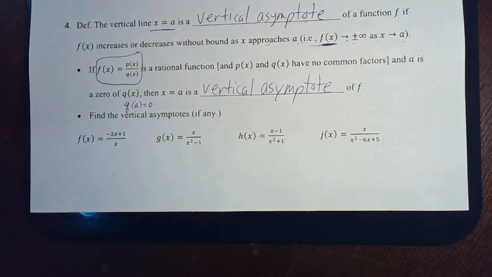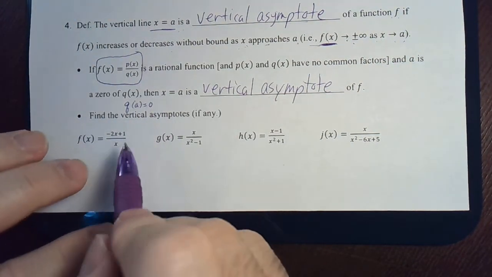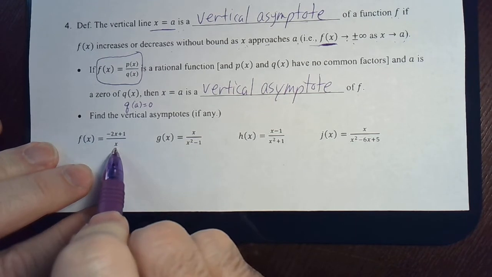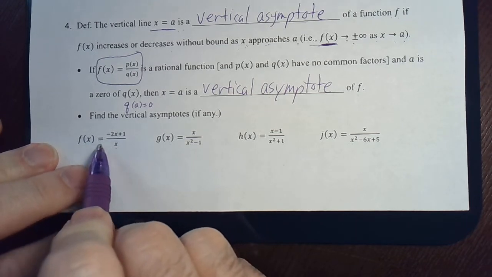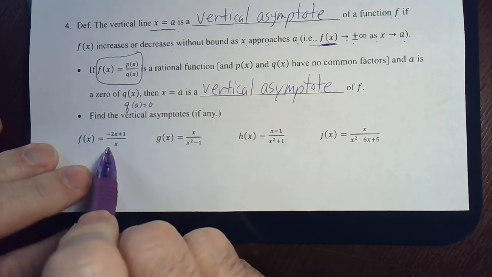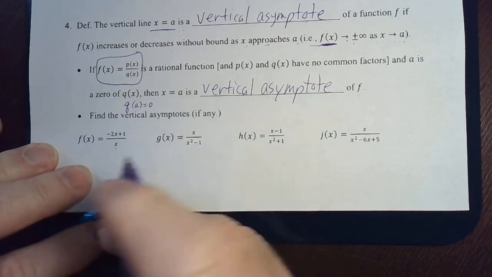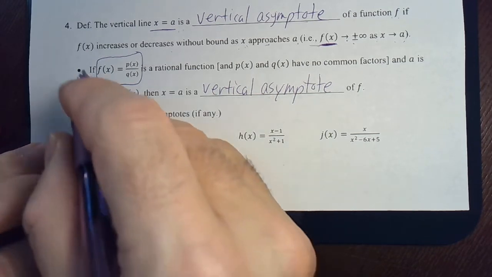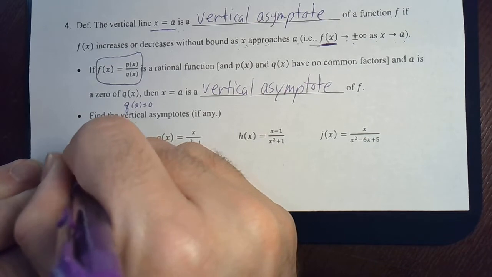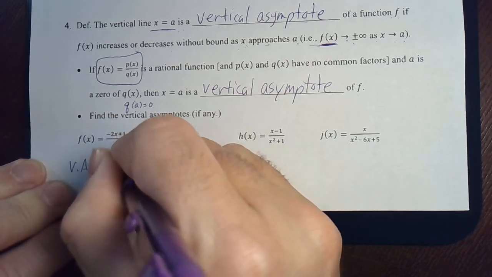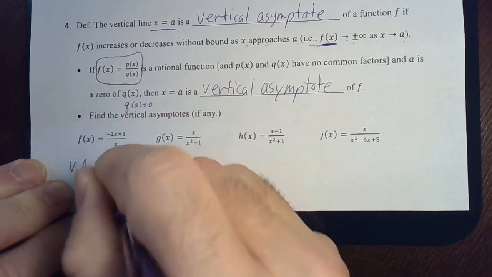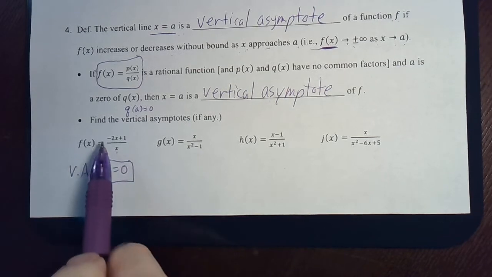Well, you only need to look at the denominators. What value is not in the domain here? When is this denominator 0? Well, when x is equal to 0. So the vertical asymptote is the vertical line x equals 0. That's the y-axis for this one.